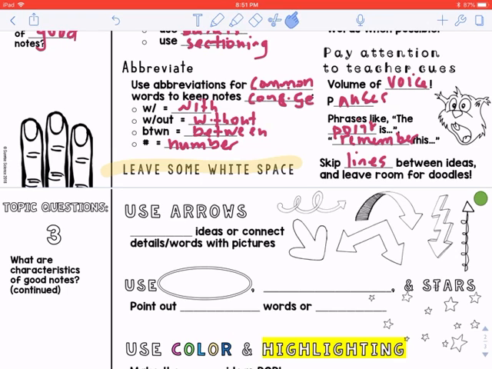So continuing on, part of the same question that we're looking at right here is, what are some good characteristics of good notes? So to go along with that, we can use arrows. These arrows connect ideas and they look at the details. We can use circles. We can underline and use stars. This will help us point out the important words and concepts.